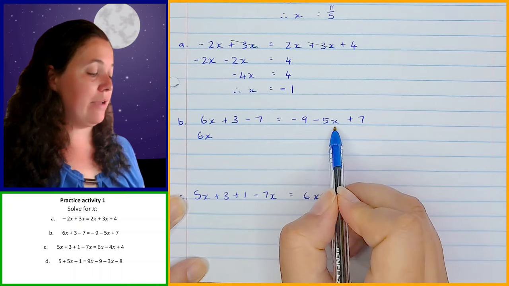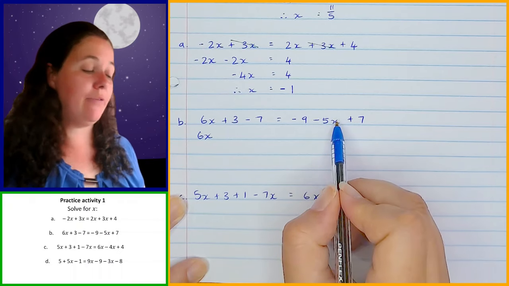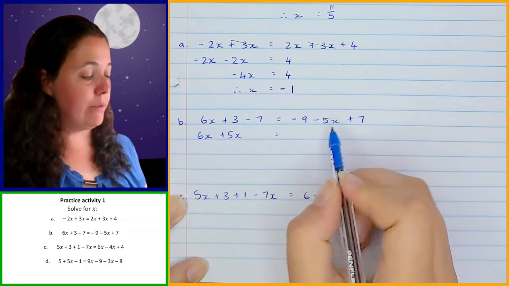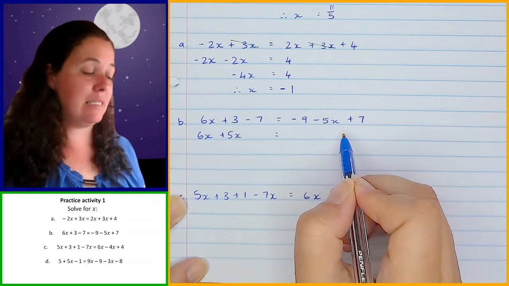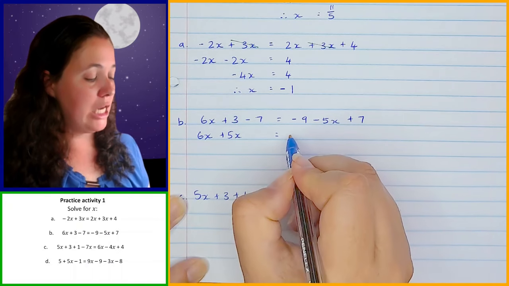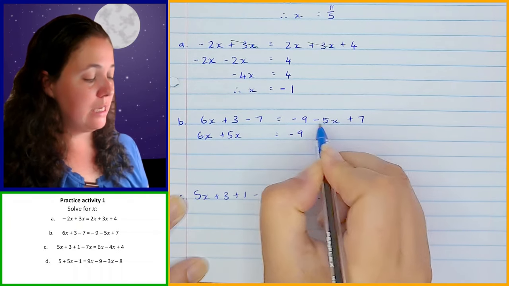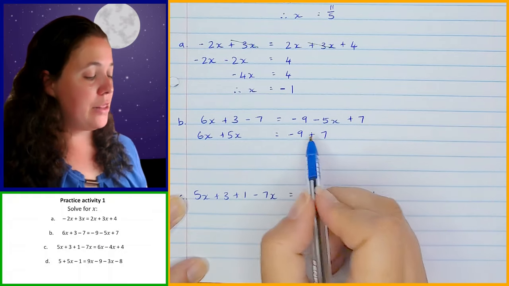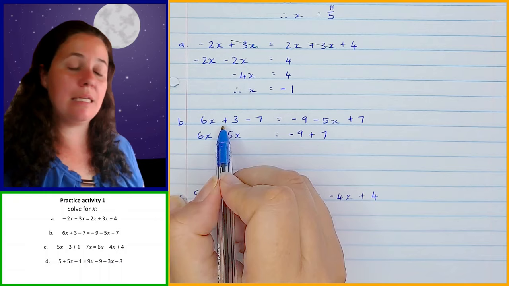I've got a minus 5x. I need to get rid of it, so I'm going to add 5x. So I'm going to add 5x on this side over there. Equals. And remember, when I add 5x on that side, it cancels. Then on the right-hand side, I've got negative 9 as a constant. I'm not worrying about that. I've already dealt with it. And then plus 7.